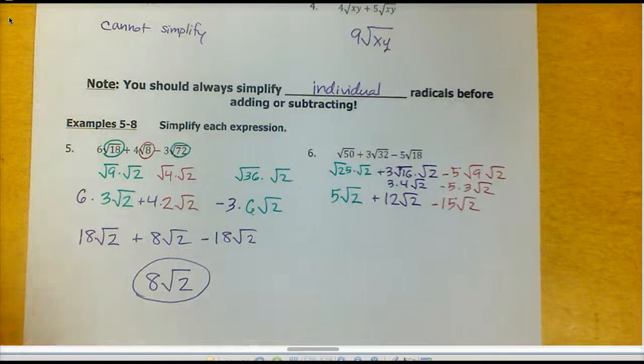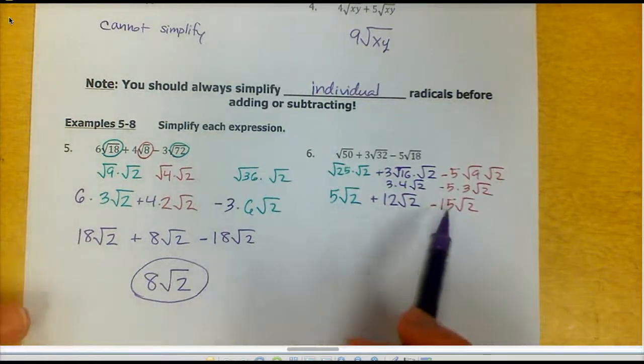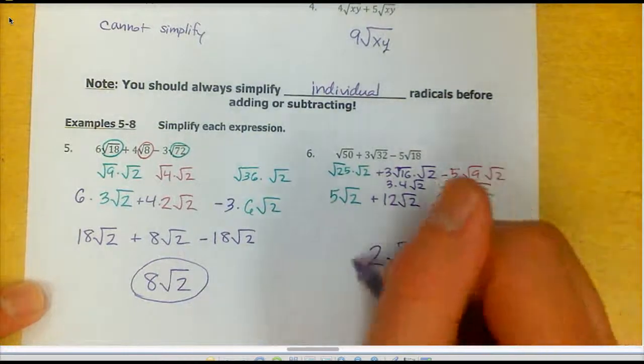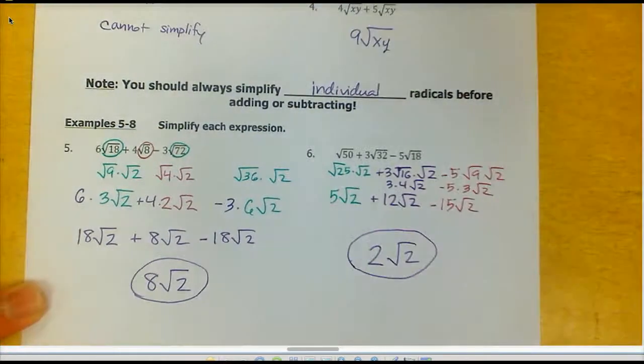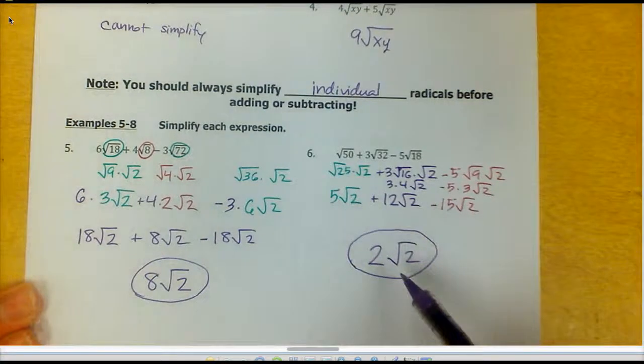So now I can combine these. 5 plus 12 is 17, minus 15 is 2. So you get 2 radical 2. Okay, so once you get down to like radicals, you are basically just combining coefficients and leaving the radical the same, just like when you combine like terms.